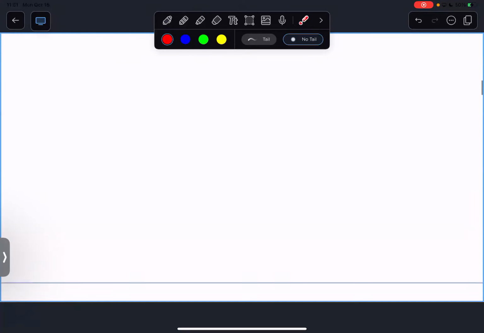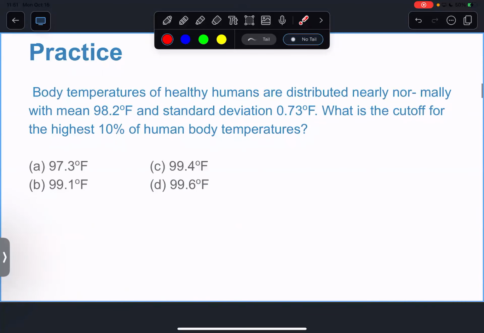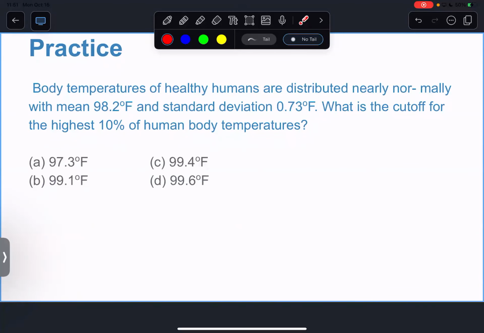How about, it didn't print properly. Same scenario, but what's the cutoff for the highest 10% of body temperatures?